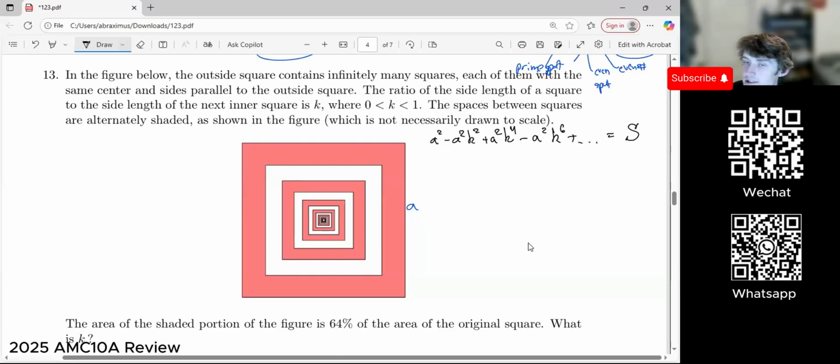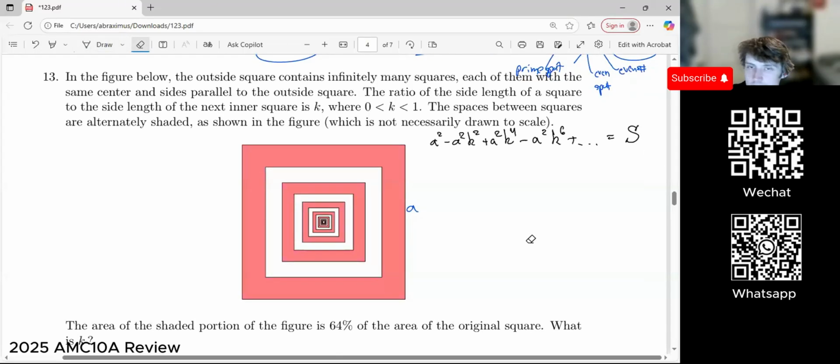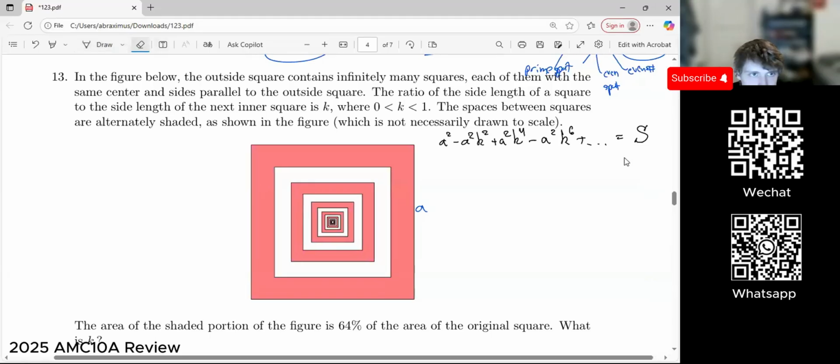In order to compute this sum, I am going to multiply both sides by k squared, sorry. So k squared S is equal to a squared k squared minus a squared k to the fourth plus a squared k to the sixth minus.